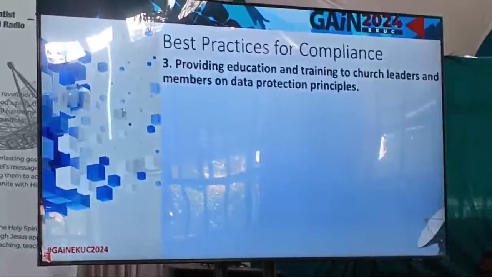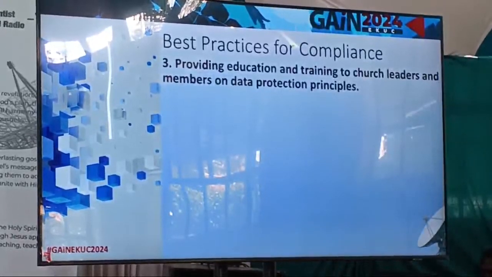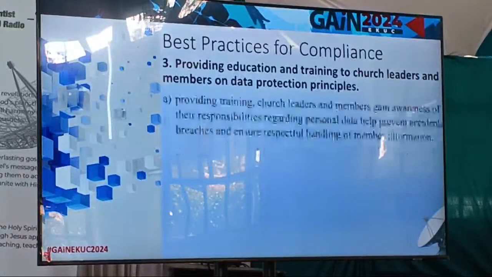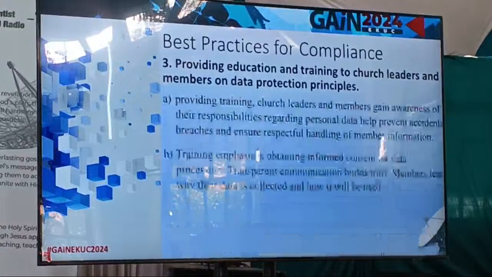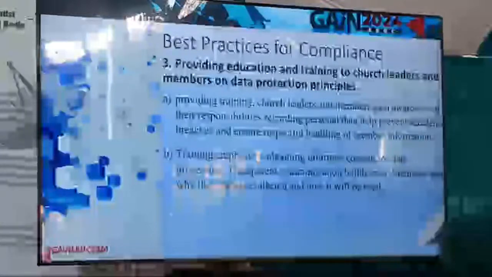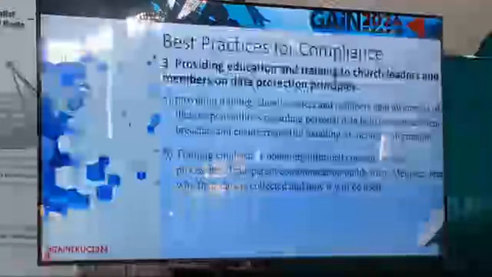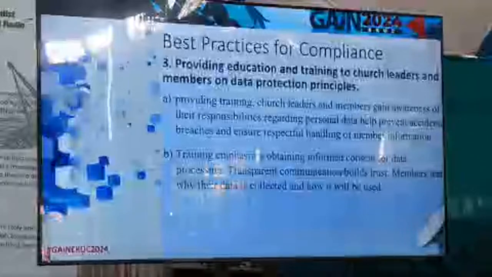So like what we are doing right now, I believe most of you have learned a few terms and learned a few things that they didn't know before, and how they can continue improving in terms of data protection in their various entities there. So number one, providing training so they can gain awareness of their responsibility regarding personal data and also know their rights. Also, training emphasizes obtaining informed consent so that you understand why we are asking for this information.